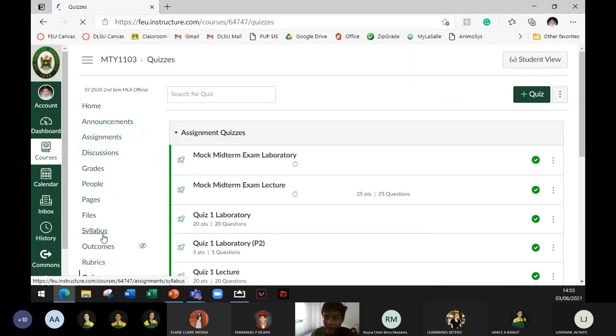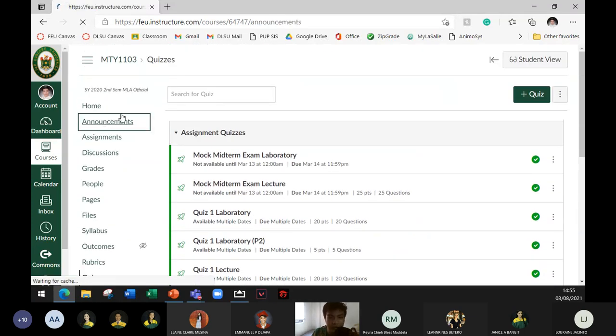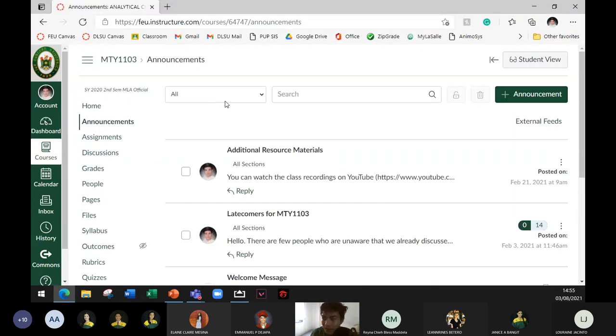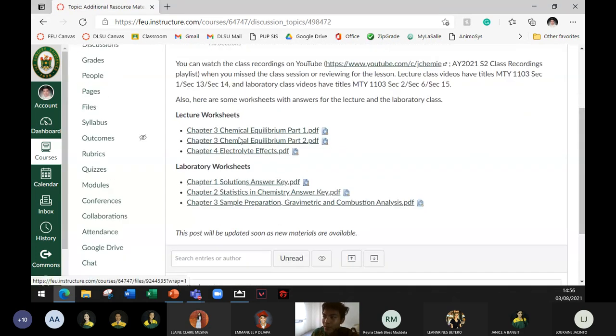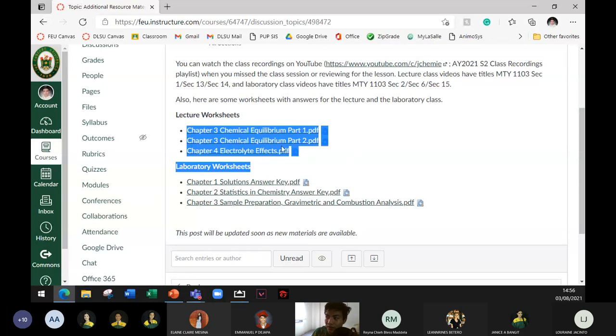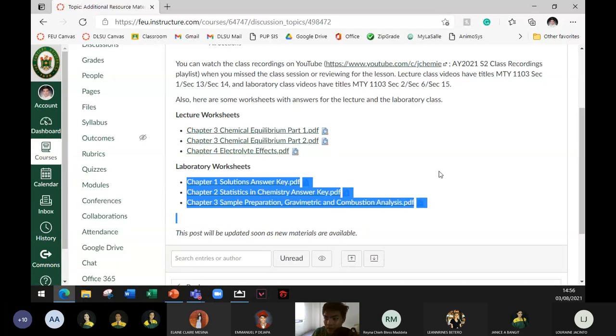Hindi nyo kailangan, hindi yun required, pero if kaya nyo i-take, edi go, para ma-review kayo. For your worksheets, mag-upload ako ng mga utang kong worksheets, mga kulang ko pa. Dito ko na lang siya ilalagay, no? Yung lecture, kompleto ko na eh. Okay, so chapter 3, chapter 4 lang meron kami dun eh. Pero sa lab, to follow na lang, ha?